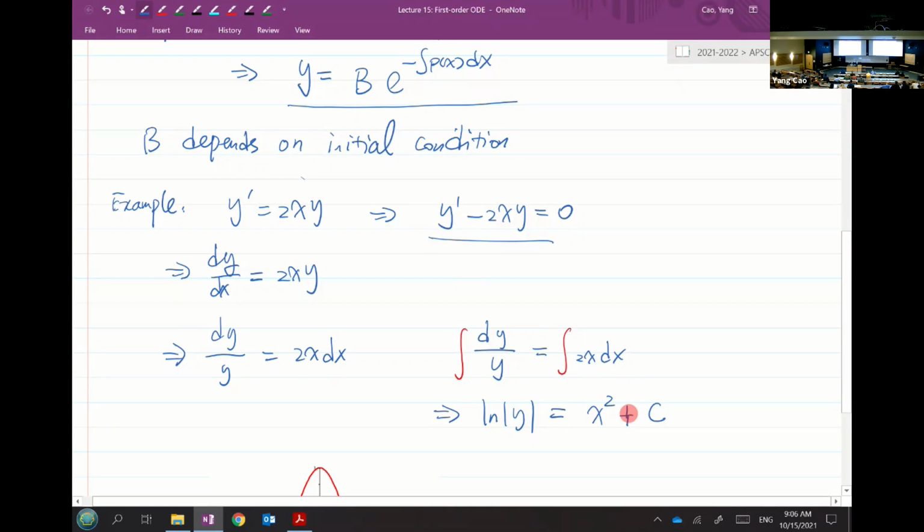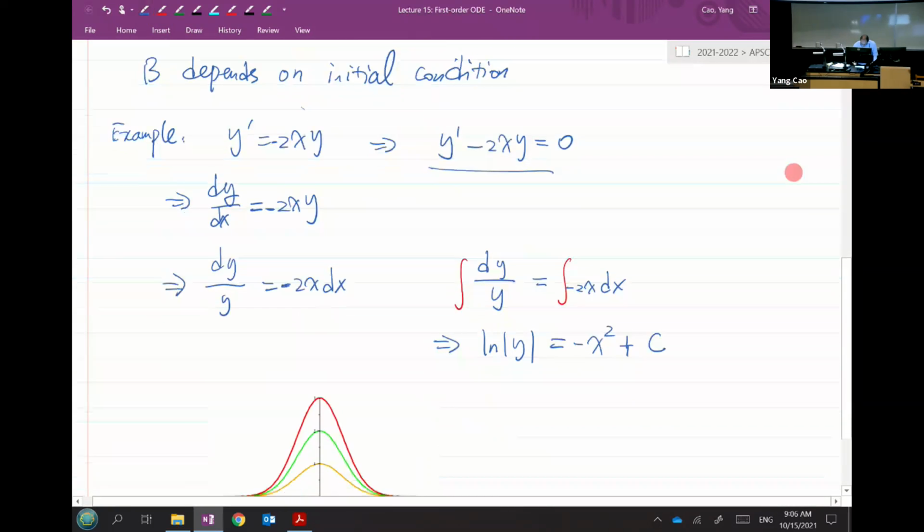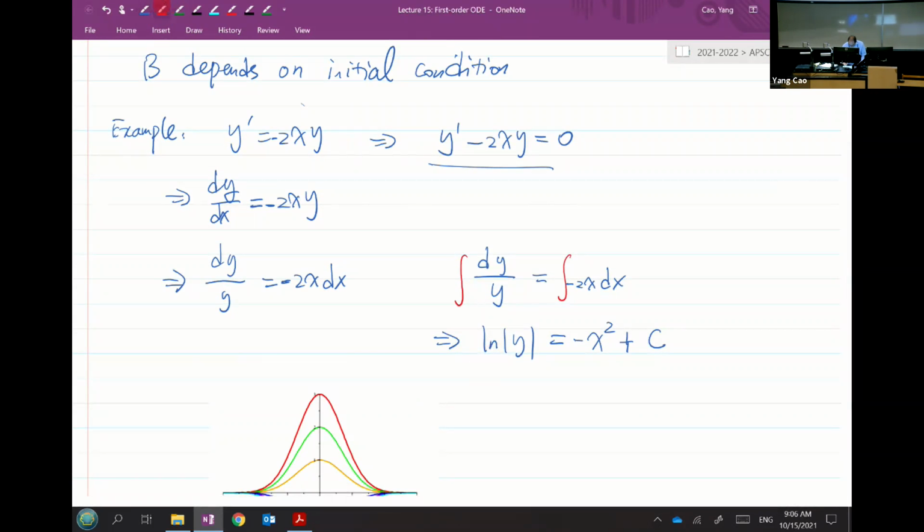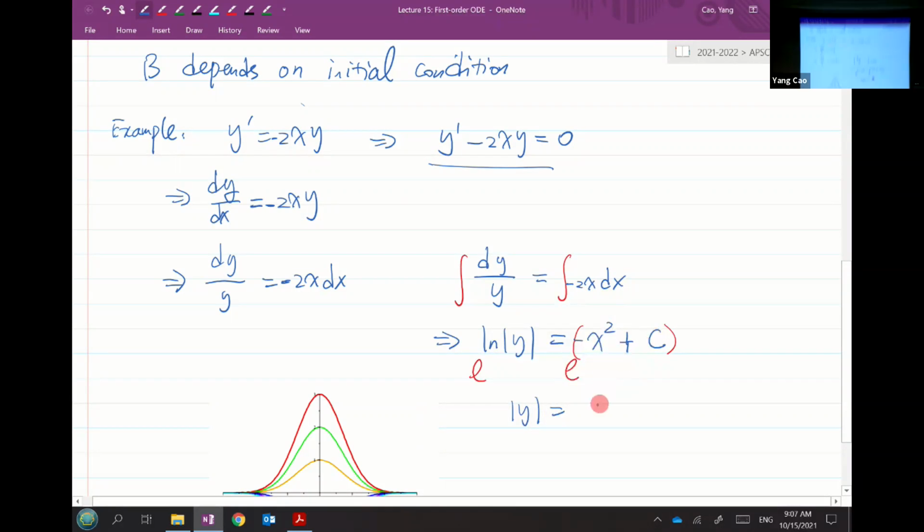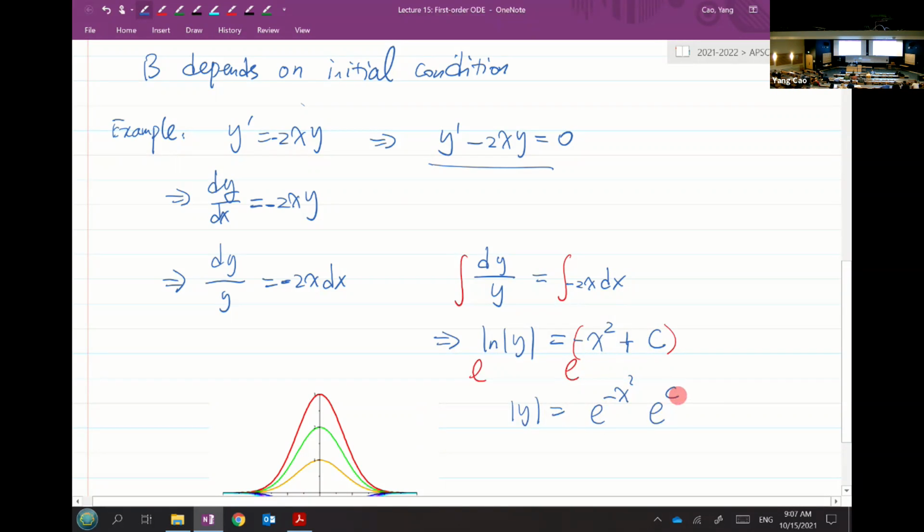Did I miss a negative? Oh, sorry, I missed a negative here. There's a negative sign in front of the x squared. Just put a negative here. Okay. So then you can take e to the power of both sides, not changing anything. So you get absolute y equal to, technically, e to the power negative x squared times e to the power c. So I'm still not skipping any details here.